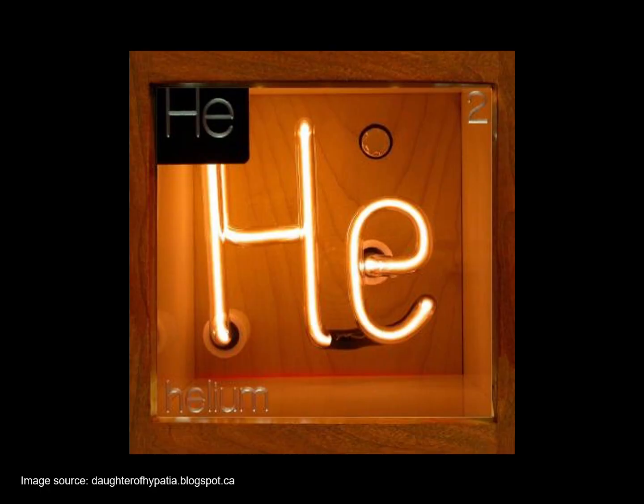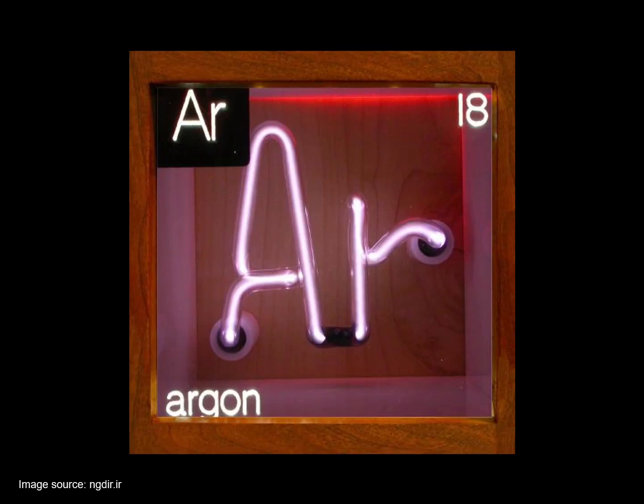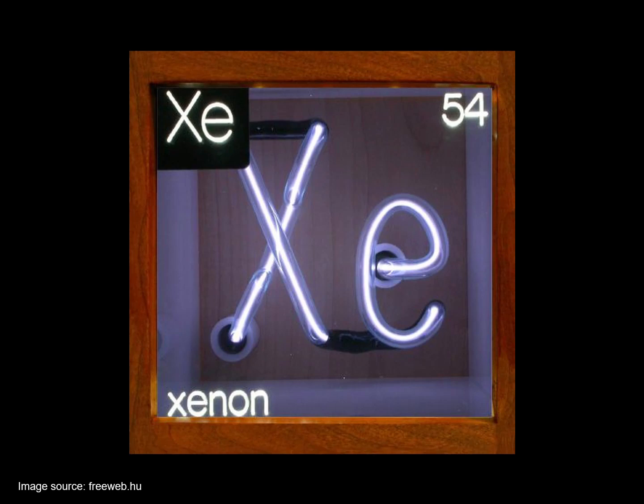So if you fill one of these arc discharge lamps with helium gas, you get a white-yellow color. Neon is that characteristic red that we associate with neon signs. Argon is purple. Krypton is green. And xenon is blue. This is probably my favorite one. So you can see all of these things are generating different colors of light. And what's causing this is the movement of electrons from higher energy levels to lower energy levels.